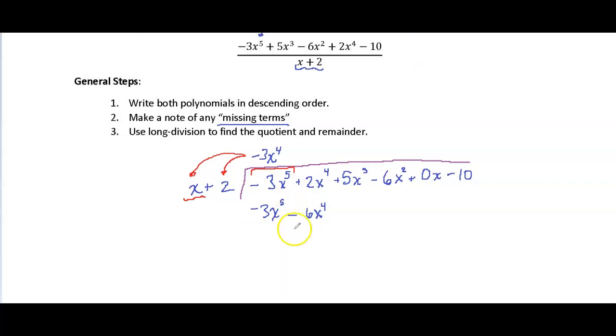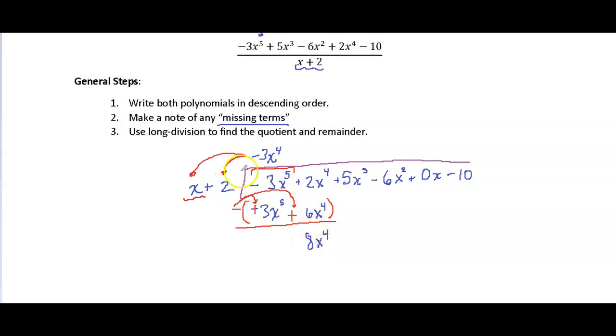And just like in old school real number long division, after we multiply, we subtract what we have. So we're going to subtract this whole expression down here, the negative 3x to the fifth minus 6x to the fourth. And when we subtract, it's going to change some signs. So we do this going straight down, 2x to the fourth power plus 6x to the fourth power. That gets us 8x to the fourth power.